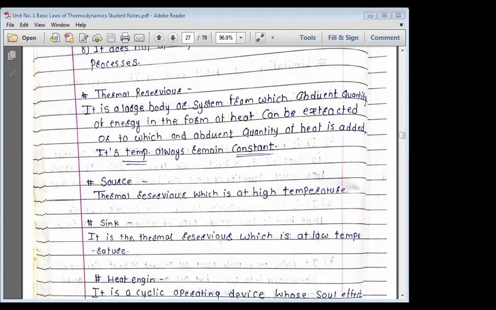Source, sink. You read the short form definition. I am supplying these notes to you, or it is available in our study material. It is the basic class notes. So class notes can be used, but nowadays we have to prepare PPTs, and the PPTs and class notes are not matching. So therefore, I am taking the help of both.